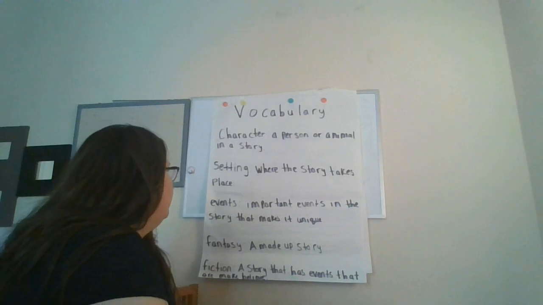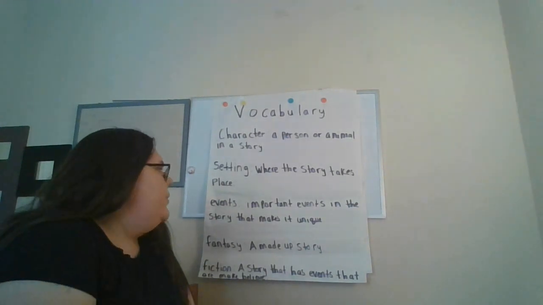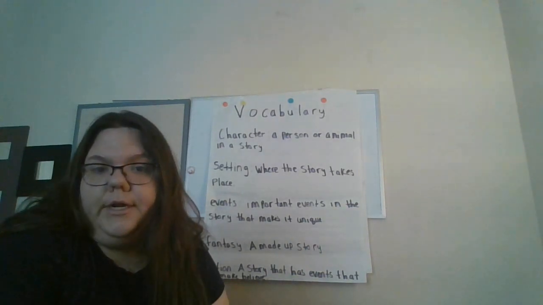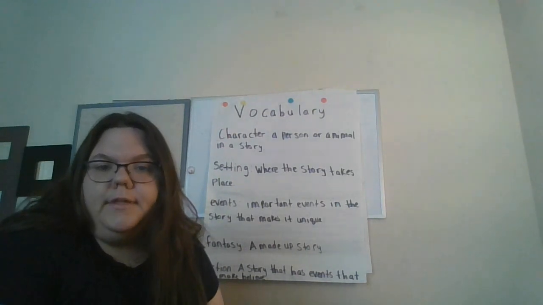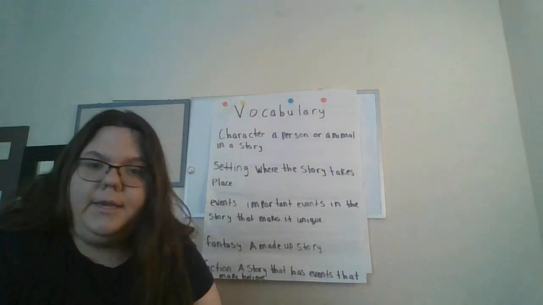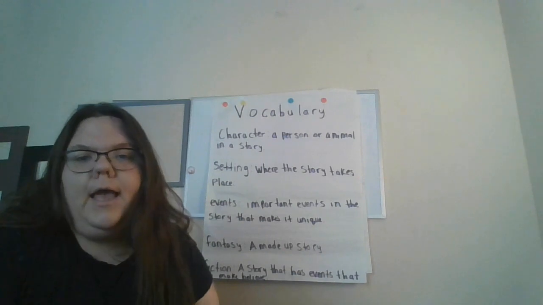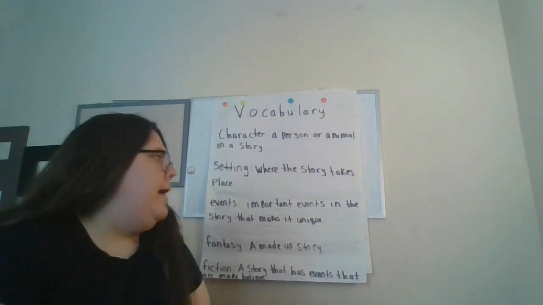Our next vocabulary word is events. Events are important things that make the story unique. There are certain events that might happen in a story where you will know immediately, oh, that's this story, because of how the story played out and certain events that happened.